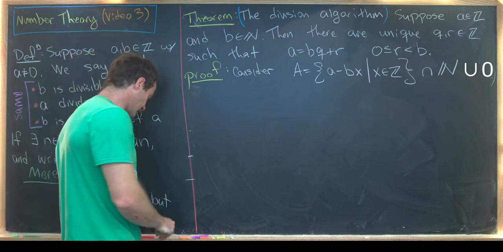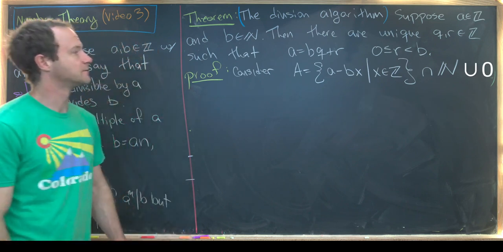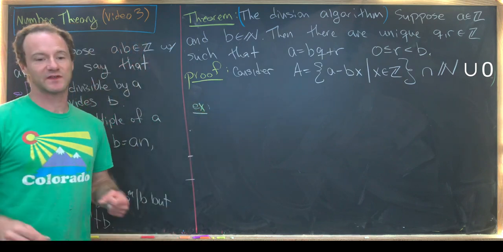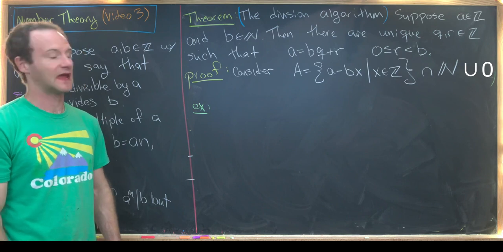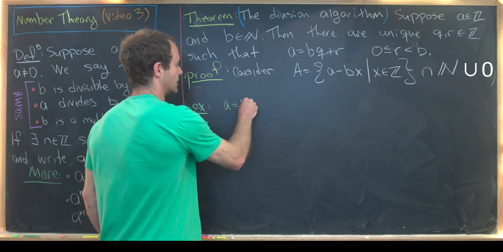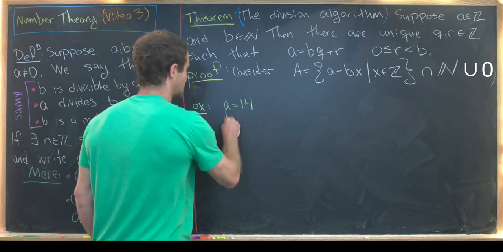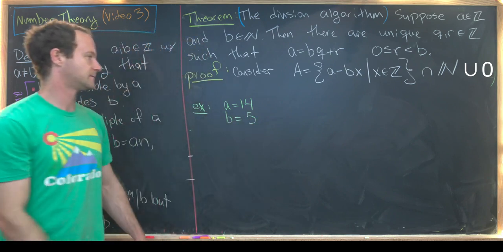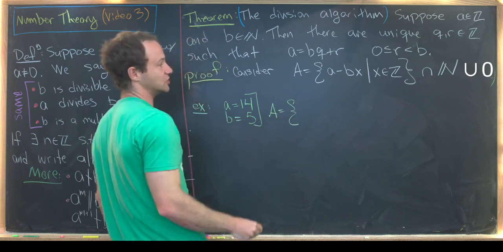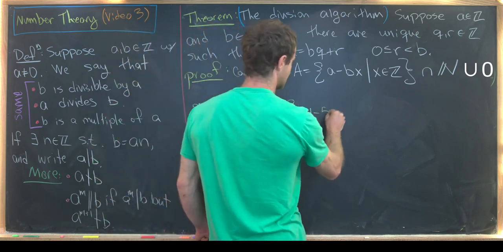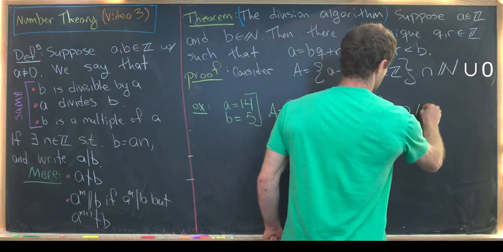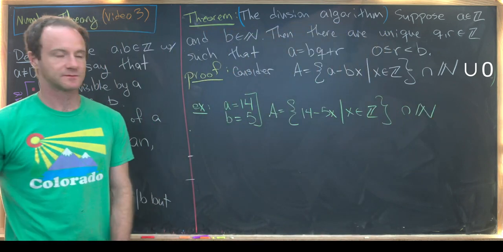Okay, well, before we really jump into a proof, what I'd like to do is do an example of this set with specific values of a and b. So let's maybe say that a is equal to 14, and then we'll say b is equal to 5. Okay, so in that setup, our set A is equal to, well, let's see, 14 minus 5x, as x ranges over all integers, and then we're going to intersect that with the natural numbers.